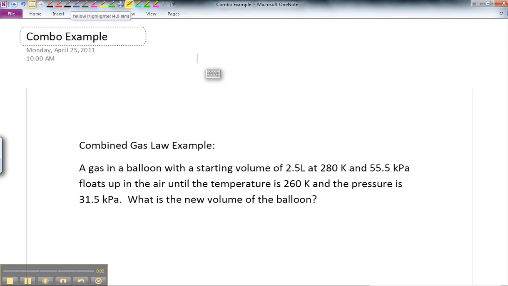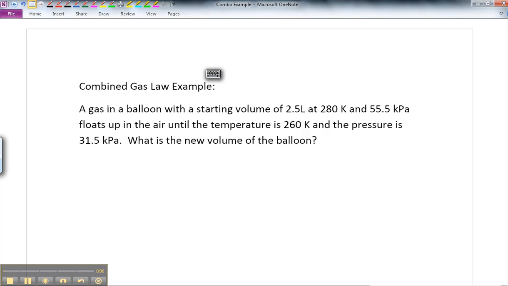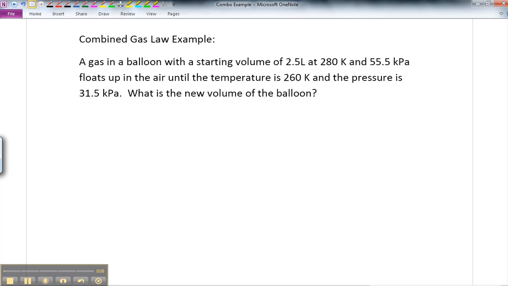All right, for this example, what we are going to do is first highlight the important information. So the gas in the balloon has a starting volume of 2.5 liters at 280 Kelvin and 55.5 kPas. Since those are all grouped together because of the word "at" and "and," we're going to put them together.